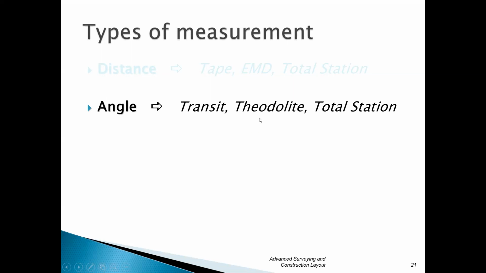Essentially, the only thing both of these do is turn angles. So you can either get a horizontal angle, an angle in the horizontal plane, or you can get a vertical angle. That's all either of these do.